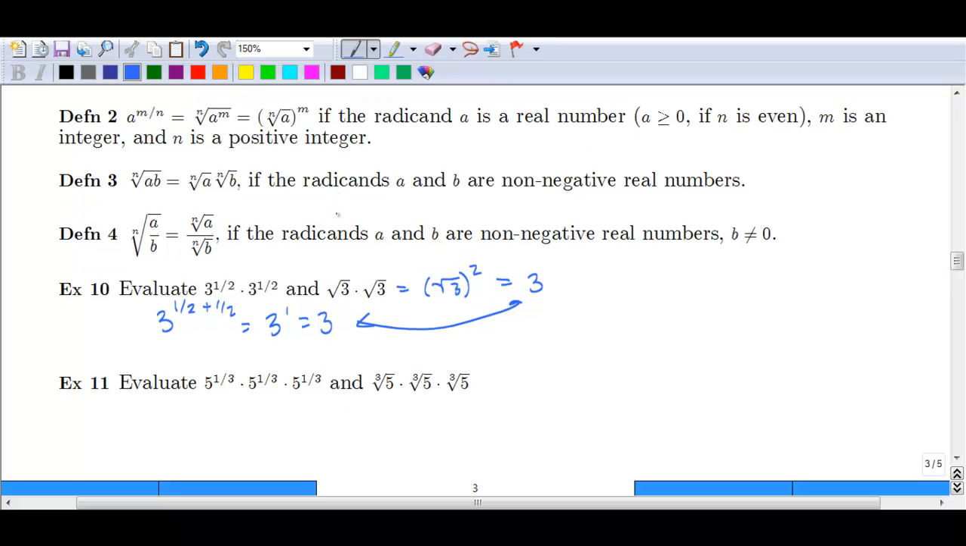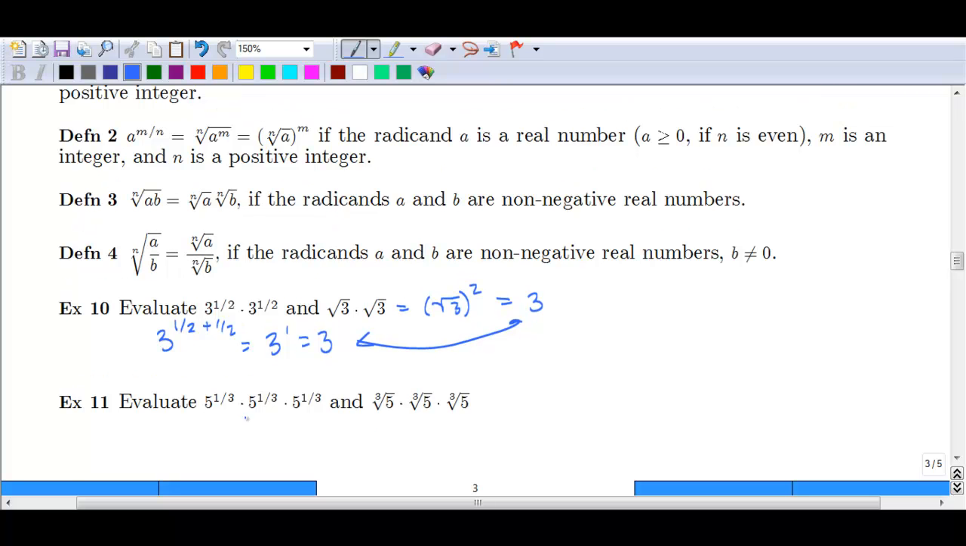And we can see here how we've shown that the fractional exponent 1/2 is the same thing as the square root. Similarly, if we look at 5 to the 1/3 times 5 to the 1/3 times 5 to the 1/3, that's 5 to the 1/3 plus 1/3 plus 1/3, all in the exponent, which is 1, so we end up with 5. Similarly, when we have the cube root of 5 times the cube root of 5 times the cube root of 5, that's the cube root of 5 cubed, and the cube of a cube root gives you what's inside, which is 5. So again, we end up with the same thing here.